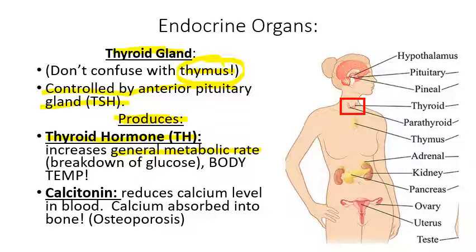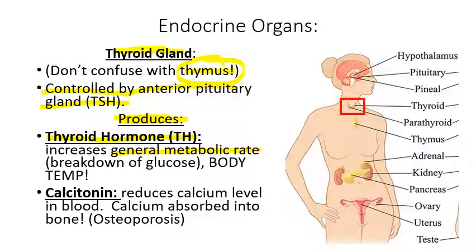So the production of thyroid hormone has two effects. Number one, it causes the breakdown of glucose to accelerate, so you generally have more energy, right? So thyroid hormone gives you energy. Secondly, because you're burning more glucose, you're generating more heat, so your body temperature tends to go up.